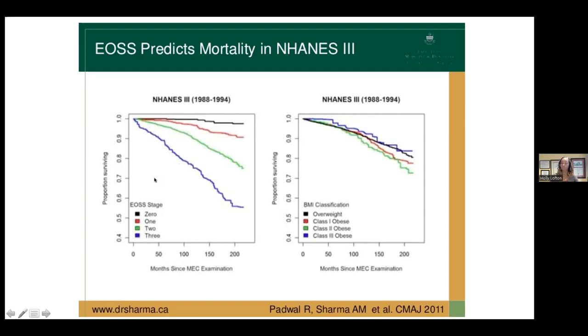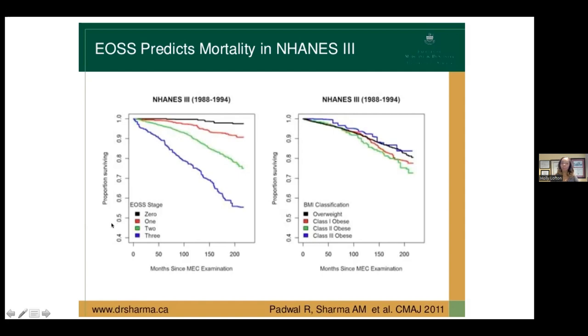However, on the left side of your screen, you can see that looking at the Edmonton obesity staging system, there is much more correlation. This blue line is the EOSS level 3. This is the patient that has both the physical, the psychosocial, the mental, and the medical aspects of having severe obesity. And there's a very clear delineation of mortality risk with Edmonton obesity staging system.